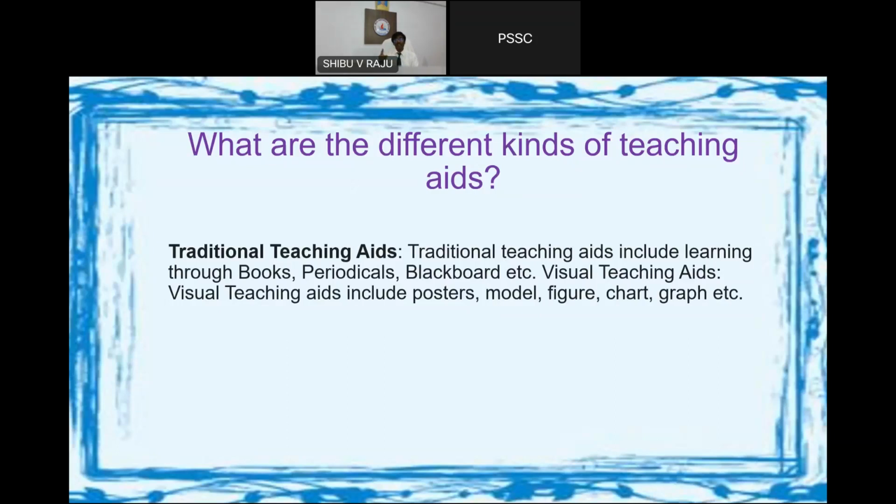Then comes visual teaching aids, the second one. Visual teaching aids include posters, models, figures, charts, graphics, videos, chart paper presentations, flashcards, so many. Now, do I use traditional teaching aids or visual teaching aids?